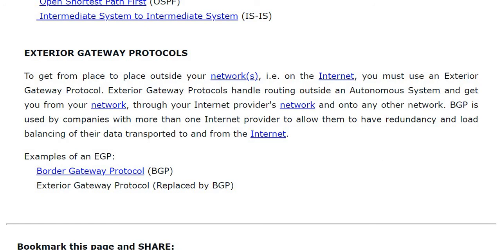Under this, we have BGP as an example, and EGP, the exterior gateway protocol, which was replaced by BGP. These are the two points: interior and exterior gateway protocol. Okay, we'll stop up to this.